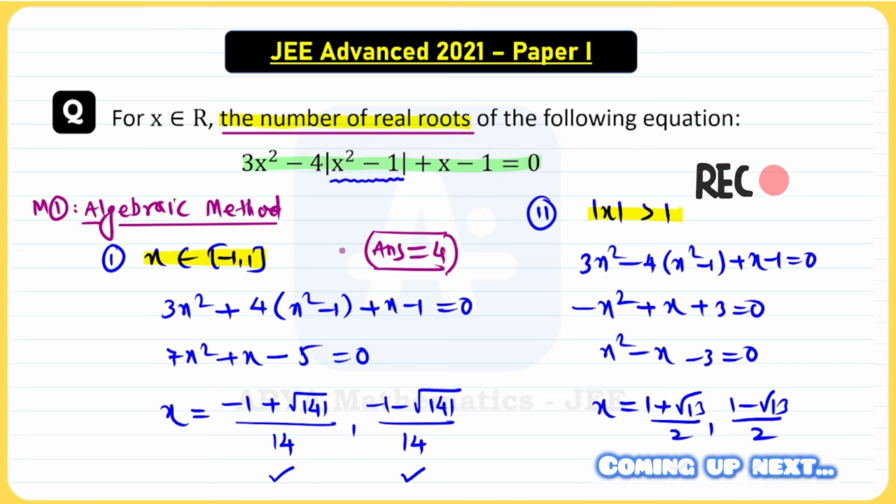As you can see, in this method you have to solve two different cases, and therefore it will require at least 3 to 4 minutes to get to the correct answer. There is another interesting method of solving this problem, that is the graphical method, and whenever the problem is on the number of real roots, then using the graphical method you can get the answer in less than 30 seconds.